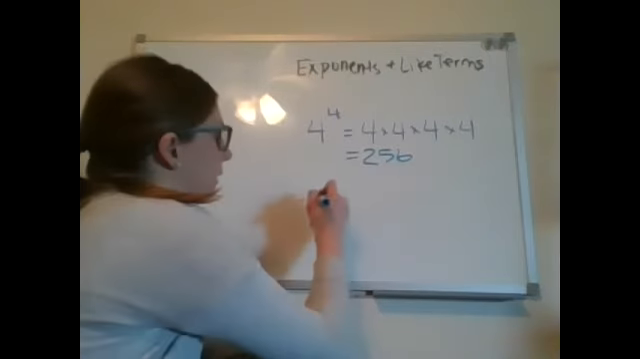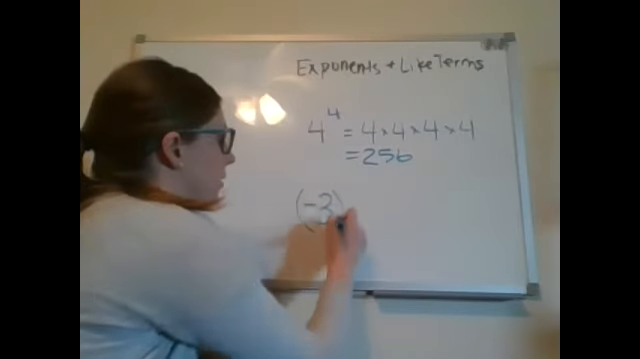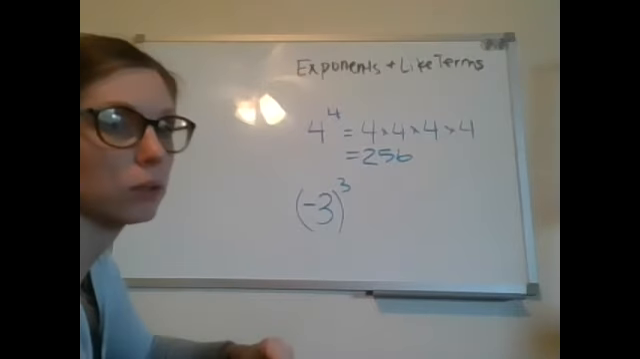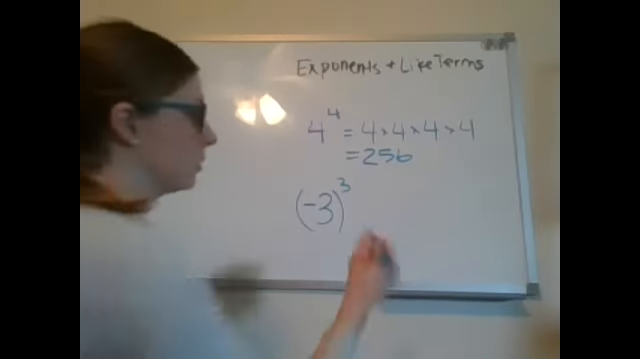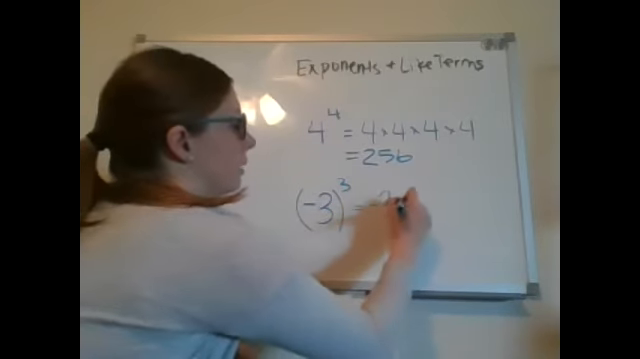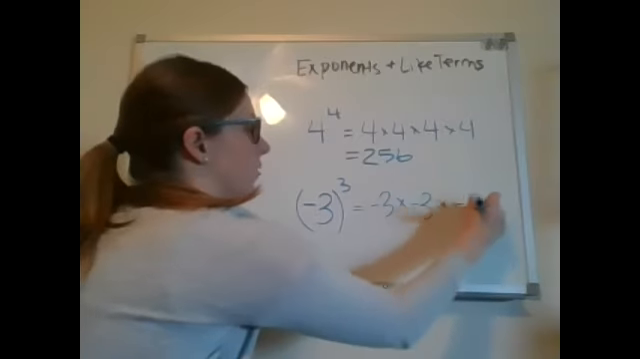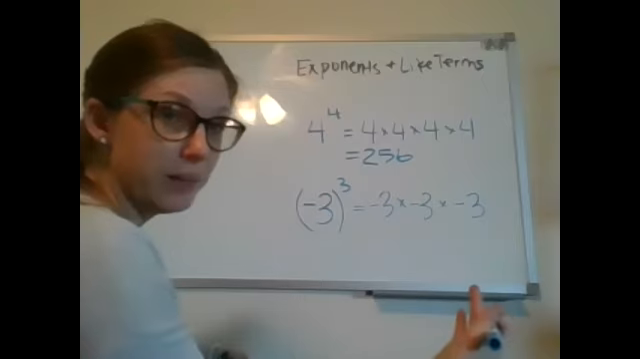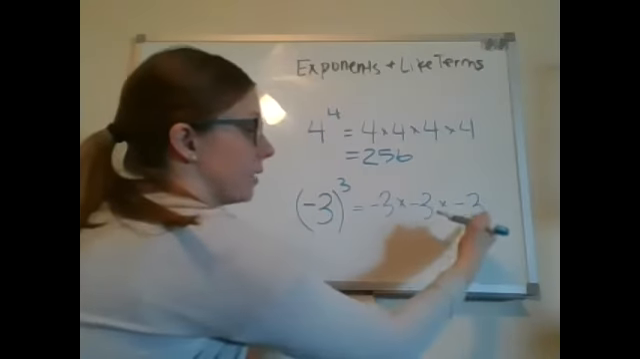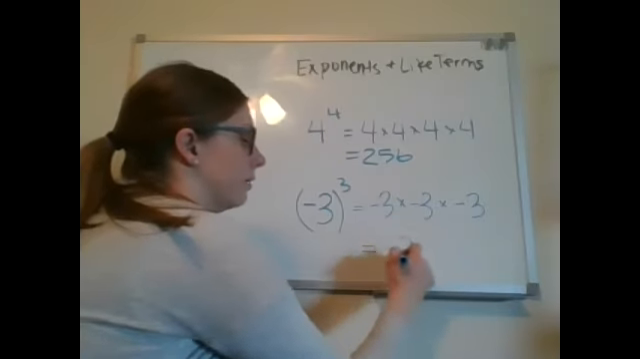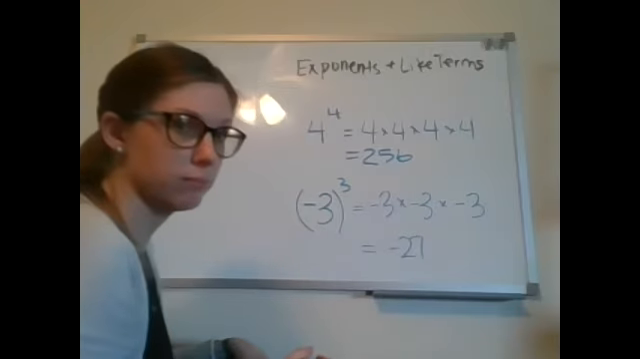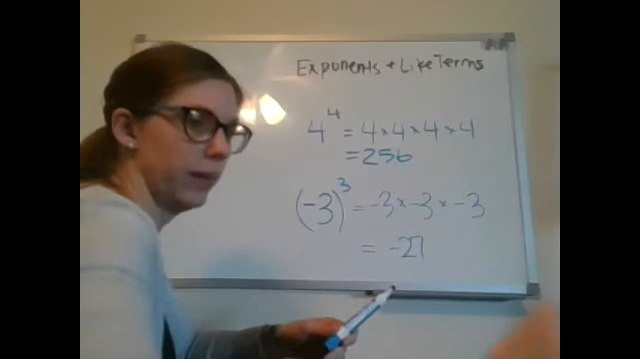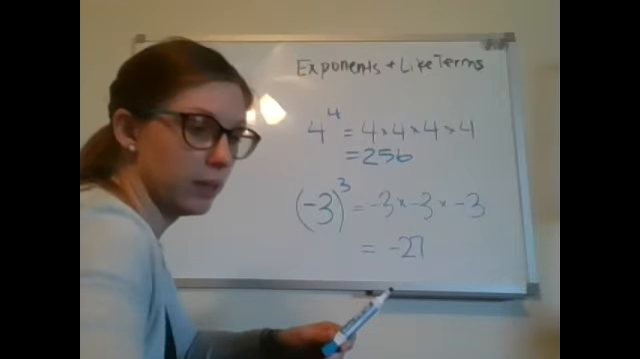What if you have one like this, where you have -3 to the 3rd power? This means we're going to take -3, multiply it by itself 3 times. We have -3 times -3 times -3. -3 times -3 is +9, but +9 times -3 is -27. Okay? Again, if you guys have any questions, you can let me know.